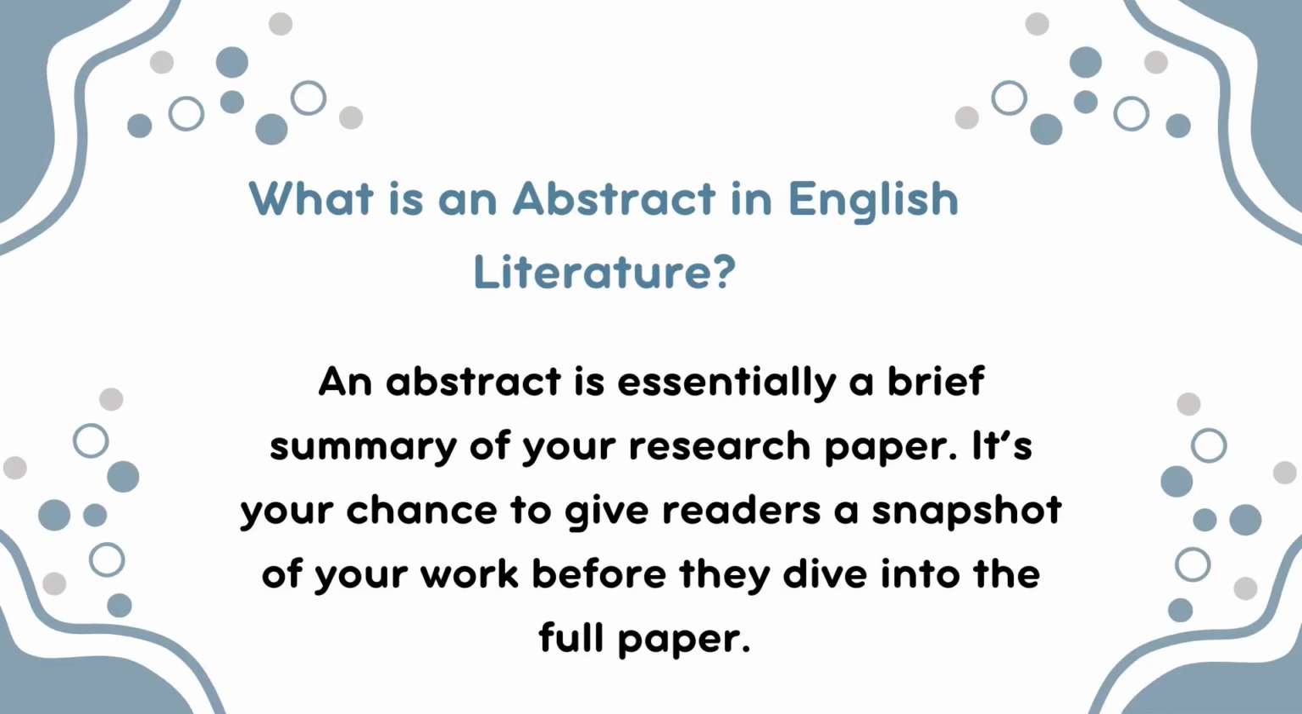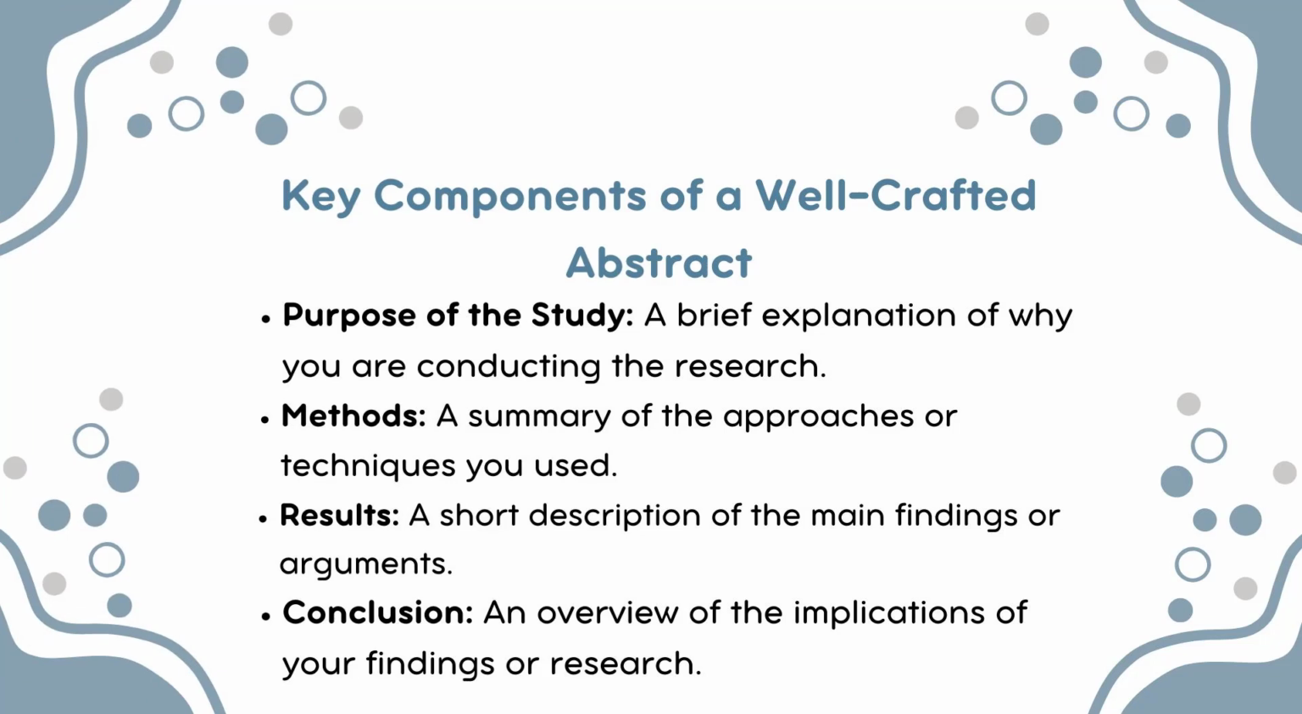What is an abstract in English literature? An abstract is essentially a brief summary of your research paper. It's your chance to give readers a snapshot of your work before they dive into the full paper. In English literature, an abstract should provide a concise overview of the central argument, the main themes, and the research methods you used. Key components of a well-crafted abstract: purpose of study, methods, results, conclusion.